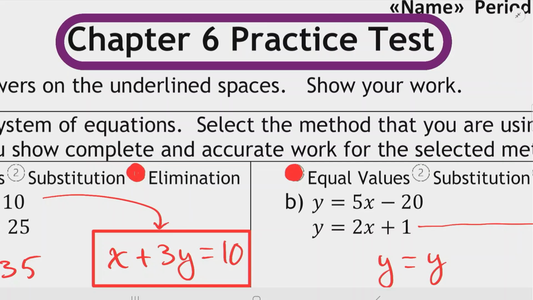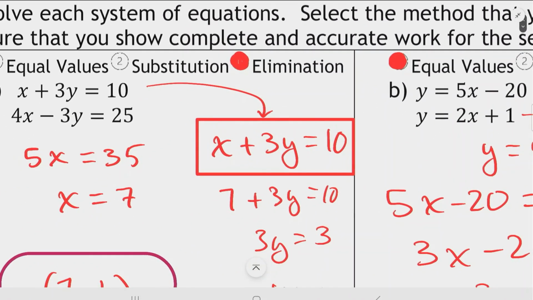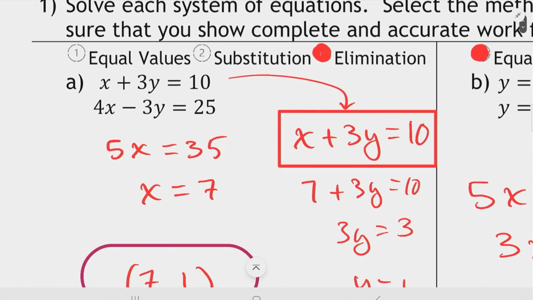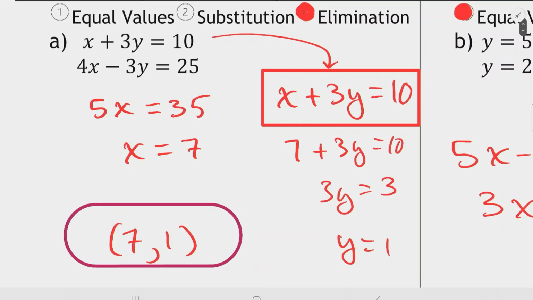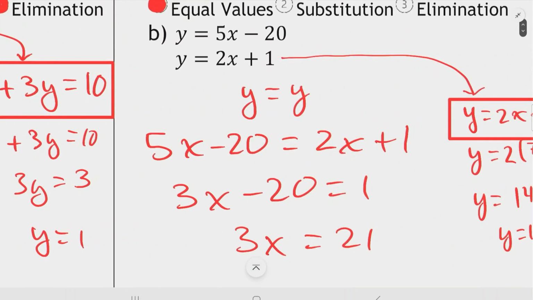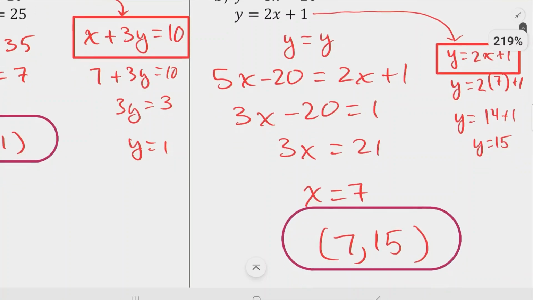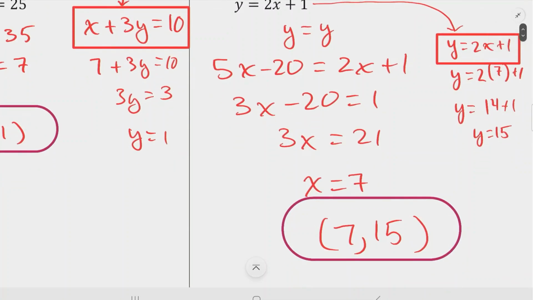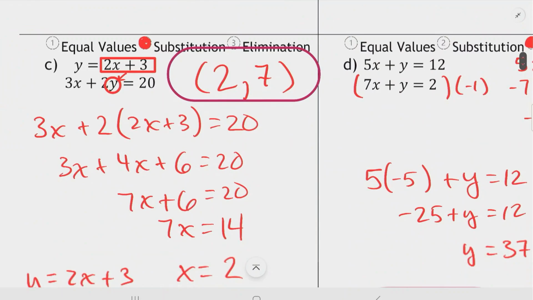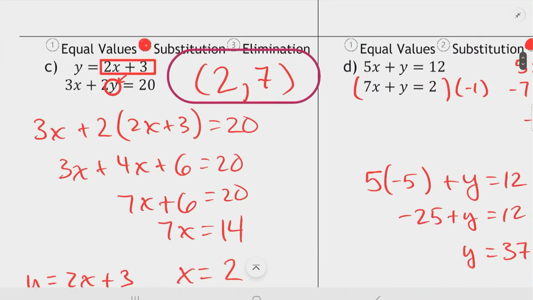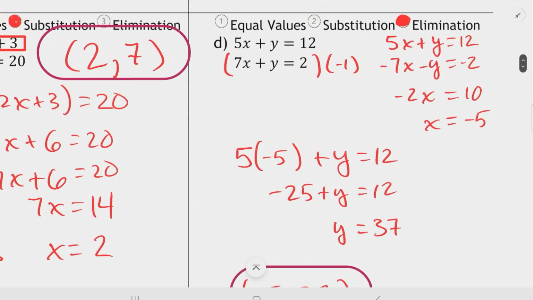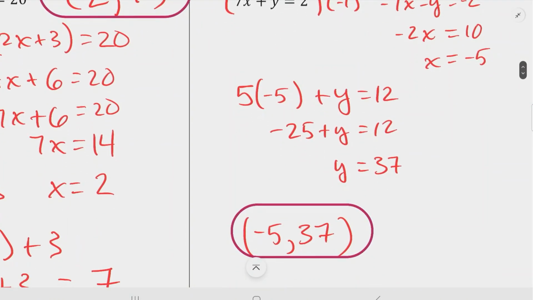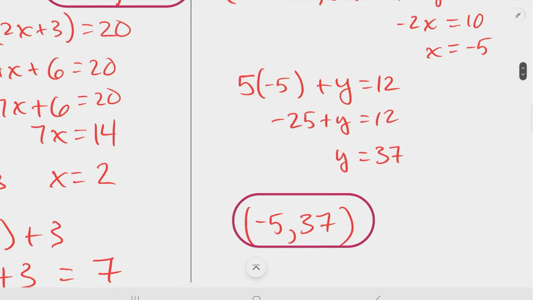So this is just a quick walk through the answers. The first equation, in the first system of equations in problem 1, I got a solution of 7,1. For B, I got a solution of 7,15. For C, the solution was 2,7. That's the point of intersection. And the last one, D, this solution was -5 and 37. All right, so let's move on to page 2.